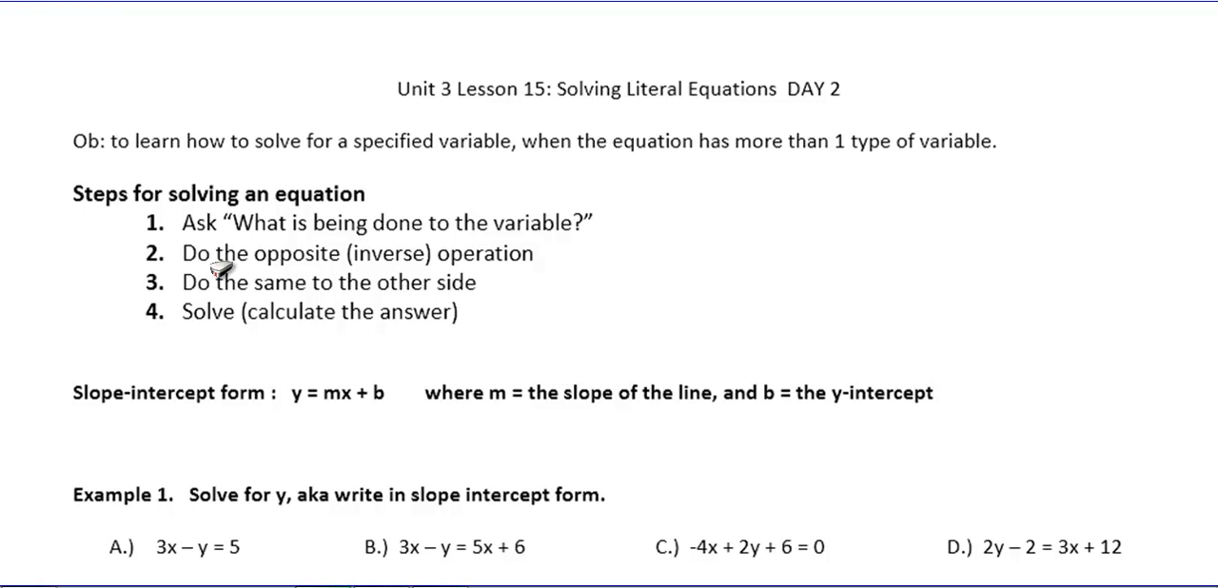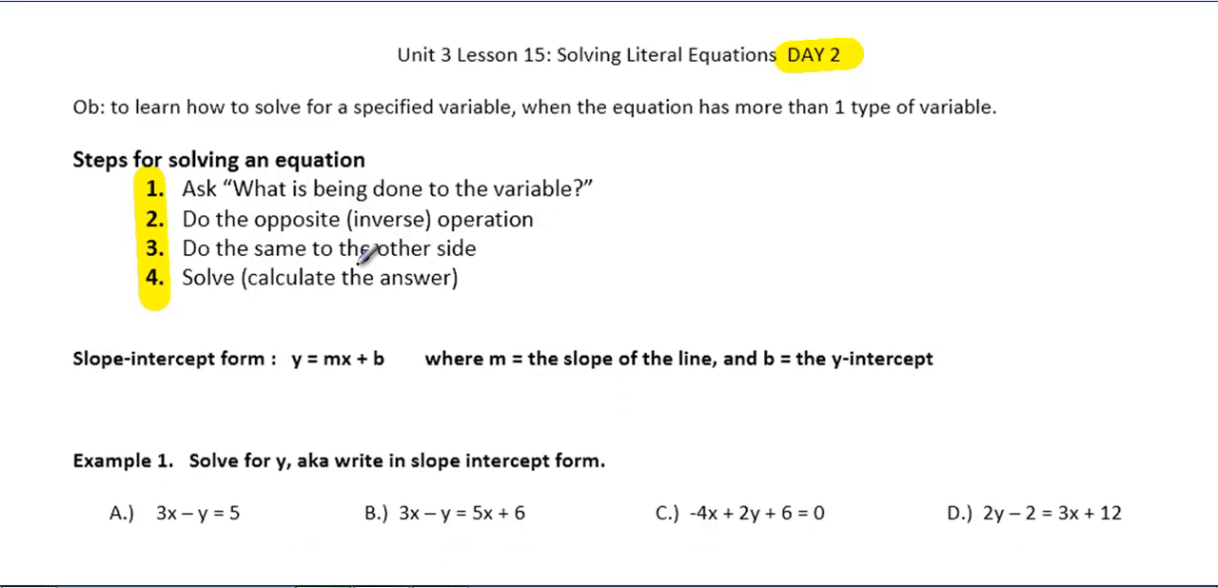Unit 3, Lesson 15, Solving Literal Equations, Day 2. All the stuff on top is still exactly 100% the same. None of it has changed and won't anytime soon. That's what's being done to the variable. Do the inverse operation. Do the same to the other side and solve.